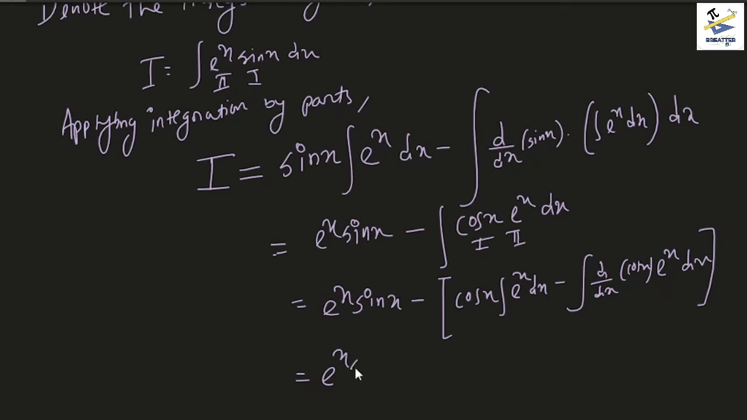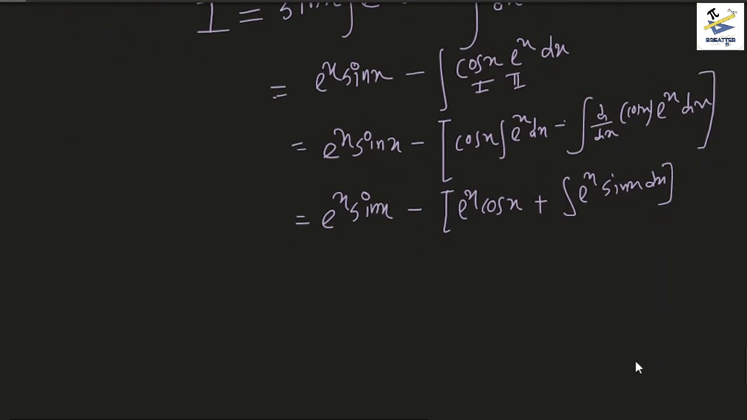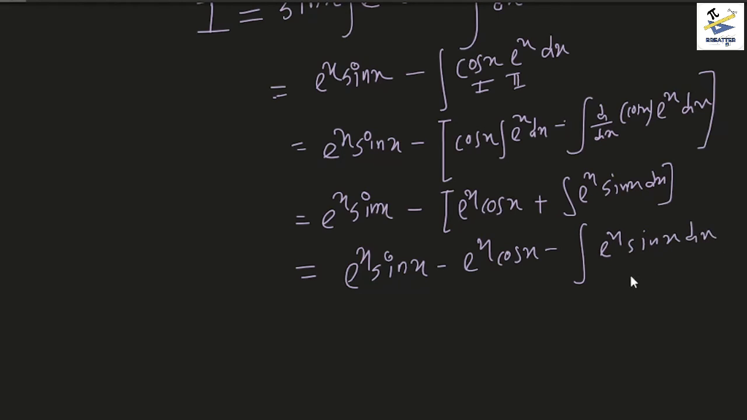So it becomes e to the power x sin x minus e to the power x cos x, and d/dx of cos x is minus sin x, and minus becomes plus. It becomes e to the power x sin x dx. And if you take it out of the bracket, what we get is e to the power x sin x minus e to the power x cos x minus the integral of e to the power x sin x dx. But notice that this is the integral that we started with, right? So this is denoted by I, which is a variable. So this becomes e to the power x sin x minus e to the power x cos x minus I, and on the left hand side we have I.